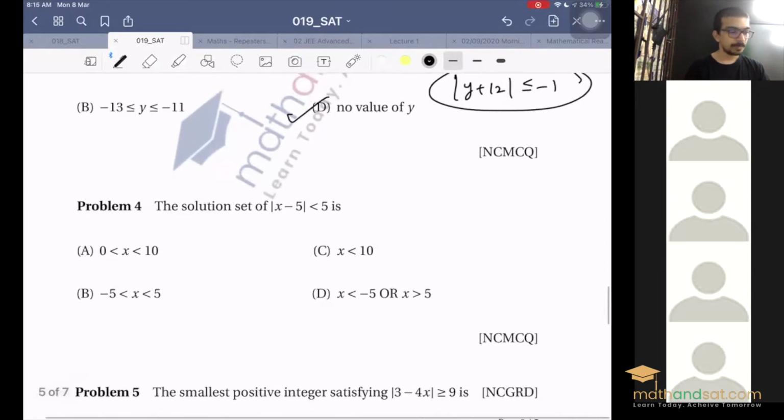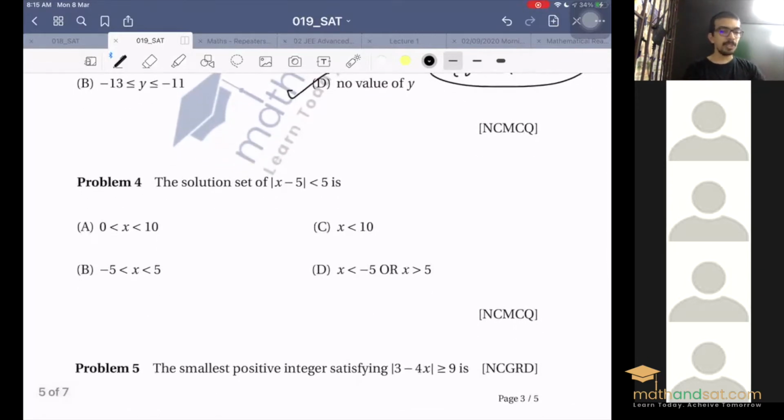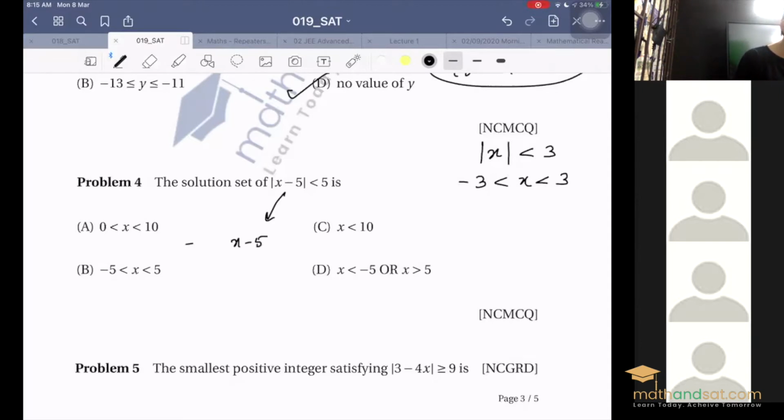Next question. The solution set of modulus of x minus 5 less than 5 is. If somebody is telling you that modulus of x is less than 3, the solution is minus 3 less than x less than 3. So in this case, instead of x, we have x minus 5. So modulus of x minus 5 is less than 5 means your x minus 5 has to lie between minus 5 and 5.